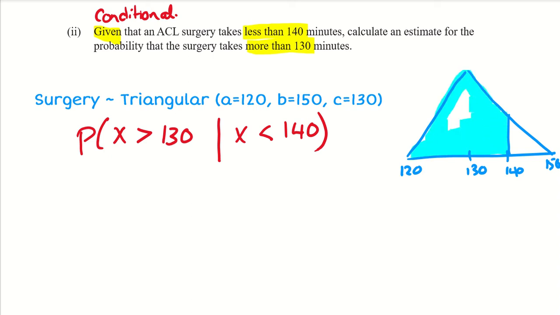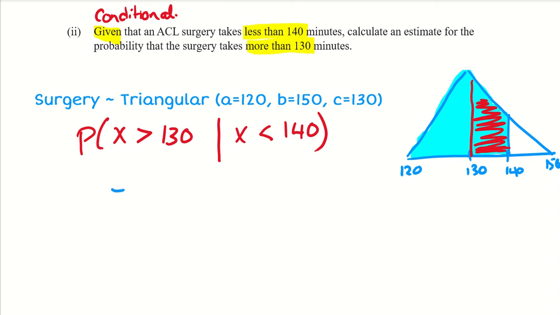So this is what we know. We know it must be in this area here. So given that information, we want to find the probability that it's more than 130. So there's my 130. So we want to find this. So I want to find that area I've shaded in red divided by the area shaded in highlighted blue. So this is what we are doing. We're doing a conditional probability.